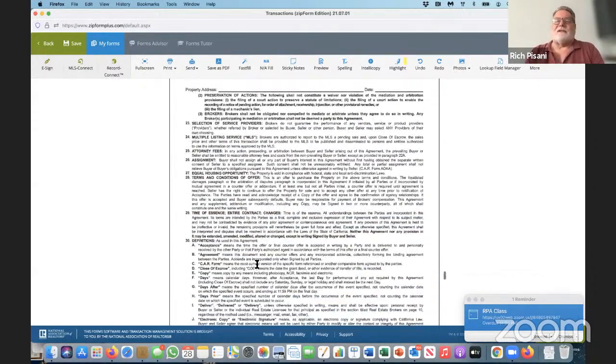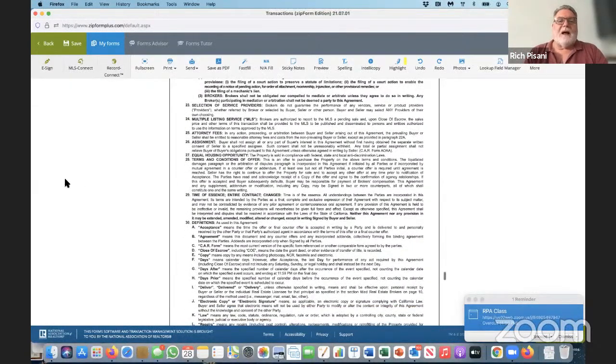Okay, selection of services. This says that we're going to recommend some services like escrow or title or all of that, or even an inspector, but we don't guarantee the performance of anybody we suggest. That's in here. Another, attorney's fees. Usually the prevailing party gets attorney's fees, but if you don't mediate, you don't get to sue for attorney's fees. So that's something that you should know. Assignment.